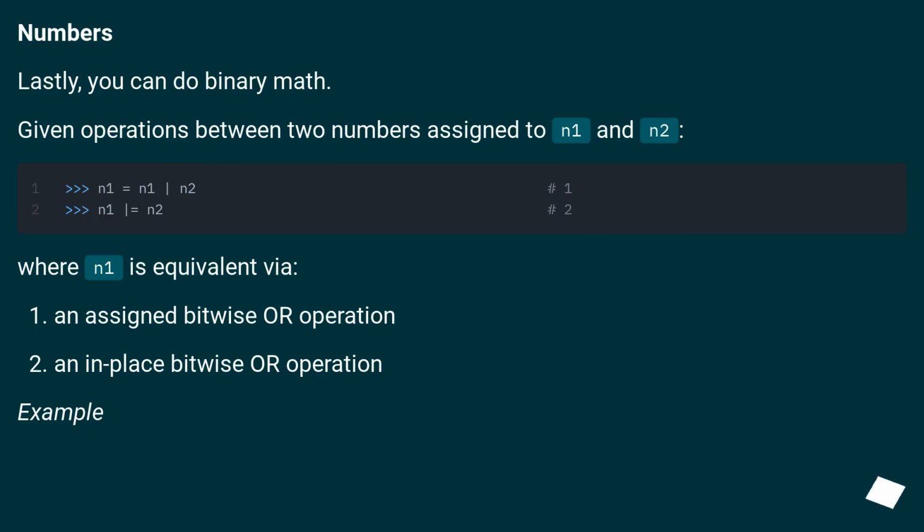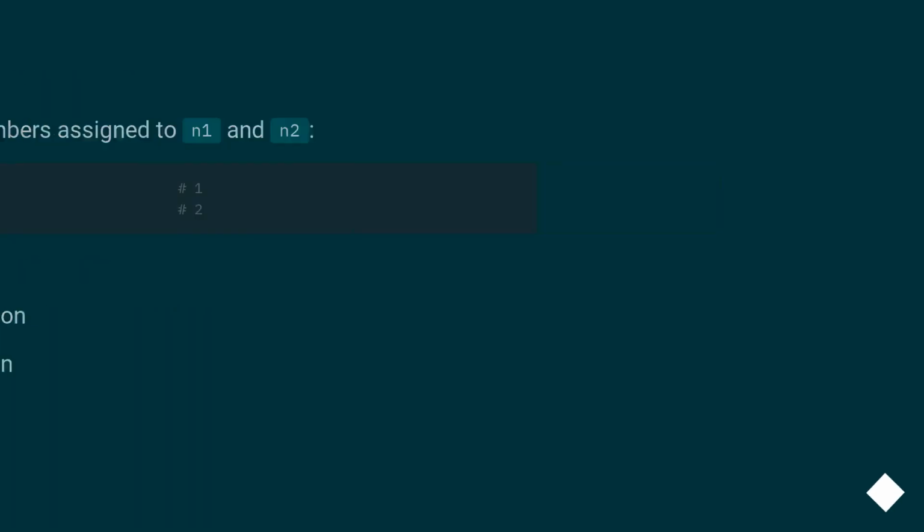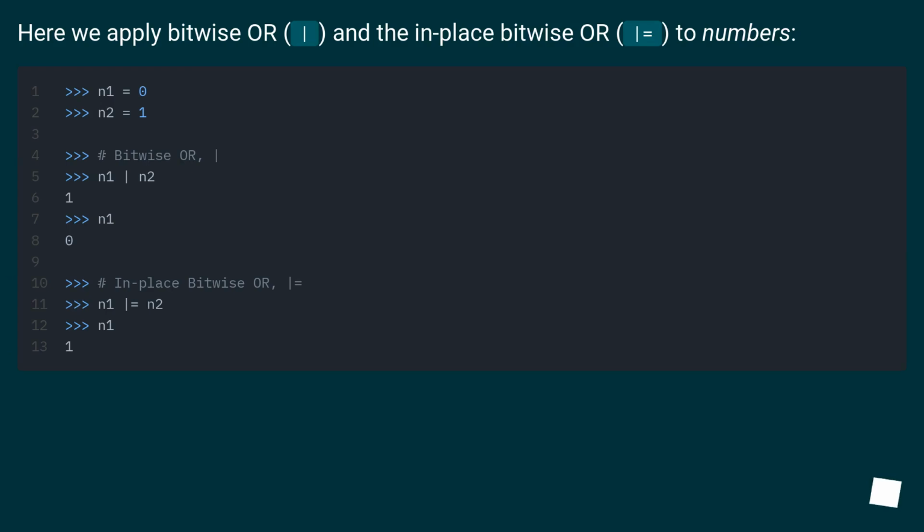Numbers. Lastly, you can do binary math. Given operations between two numbers assigned to n1 and n2, where n1 is equivalent via an assigned bitwise or operation or an in-place bitwise or operation. Example: here we apply bitwise or, vertical bar, and the in-place bitwise or, vertical bar equals, to numbers.